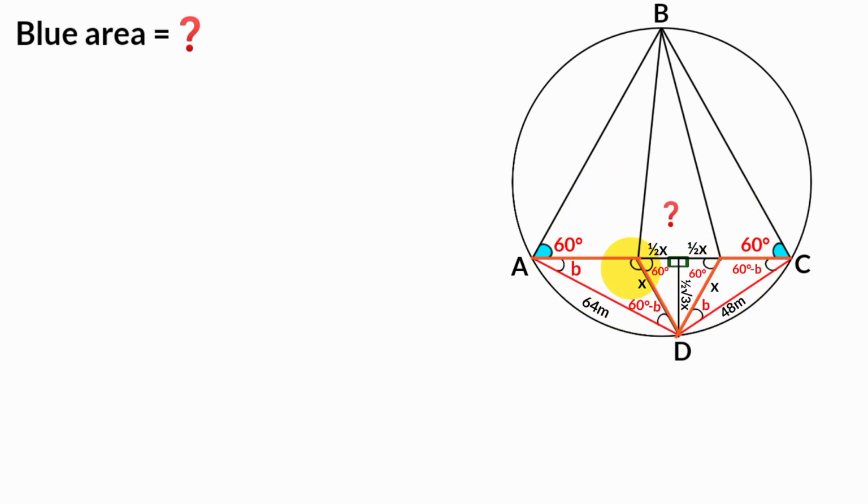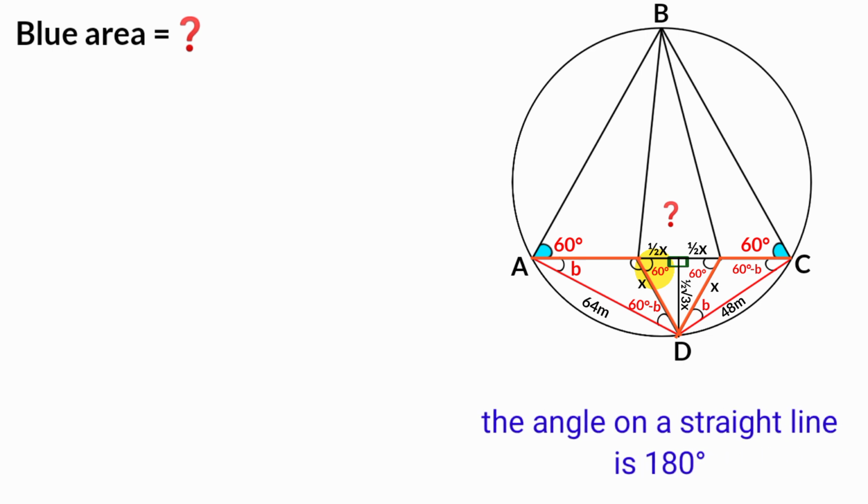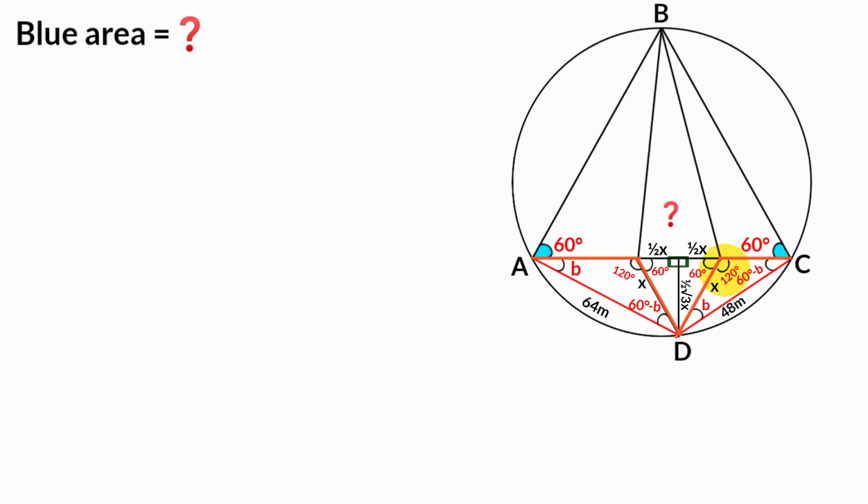This angle we know, since it's lying on the same straight line with this 60 degrees, an angle in a straight line is 180 degrees. It must be 180 degrees minus 60 degrees, which is 120 degrees. The same is for this angle. It is also 120 degrees.